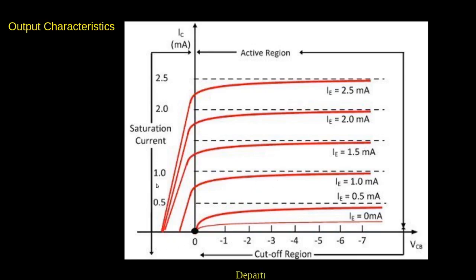So this region is the saturation region. Initially it goes to saturation region and then it goes to, for 1 milliampere, but 0.5 milliampere it is initially rise and then constant. But after that, as we are increasing the emitter current, the cutoff region is increased and the VCB with reverse potential, we get initially increase and after that it remains constant.